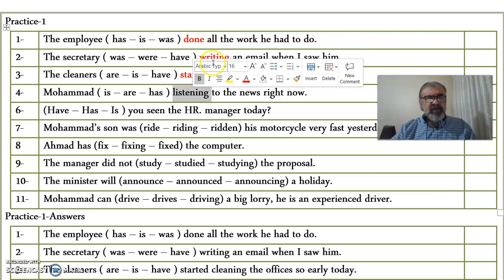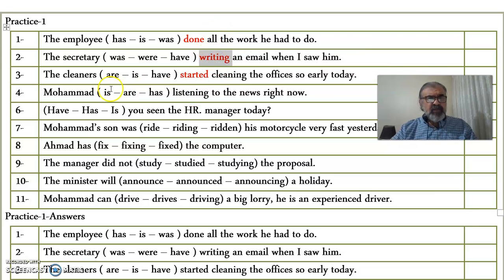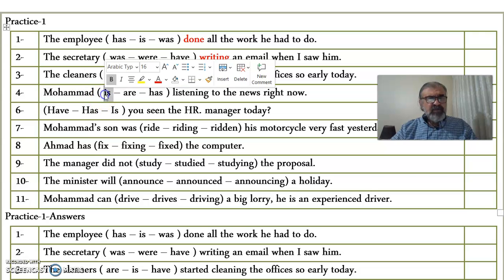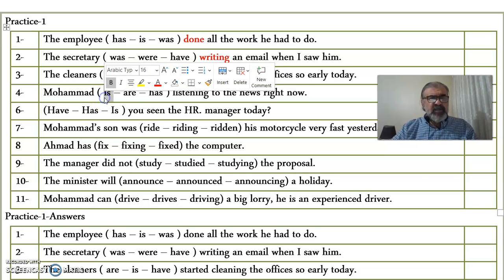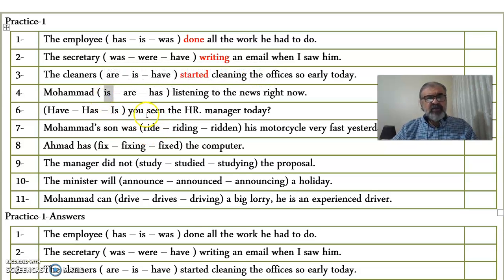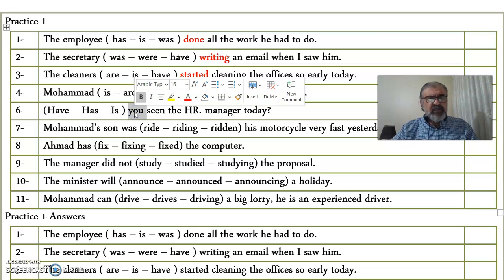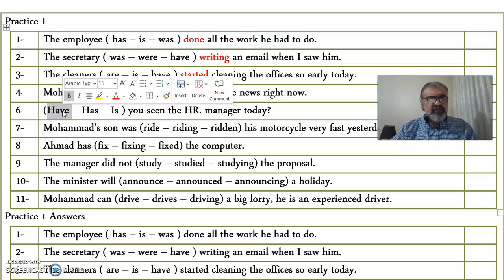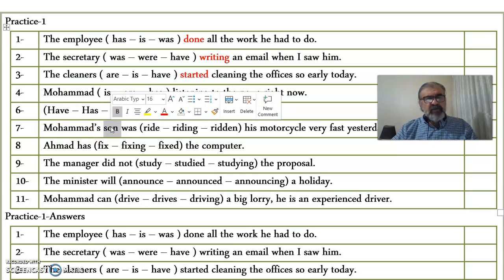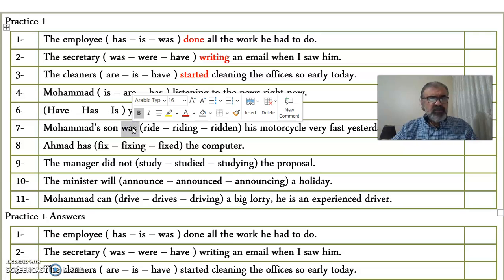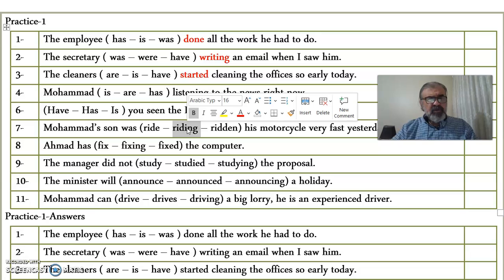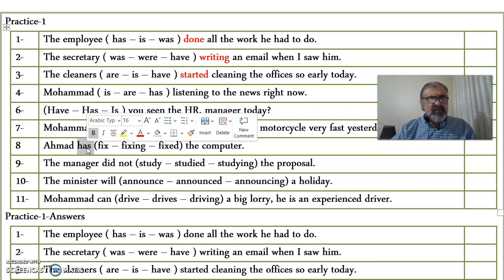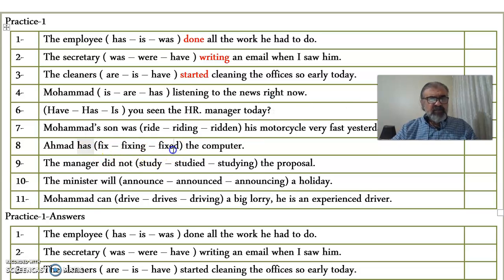Now, listening is verb ing, just like this one. And Muhammad is singular, mufrad in Arabic actually. So it should be is. Now here, you, plural, seen, past participle, we're using have. Son is singular, therefore we said was, and was is one of the verb to be, should be followed by the ing. Has should be followed by the past participle, fixed.